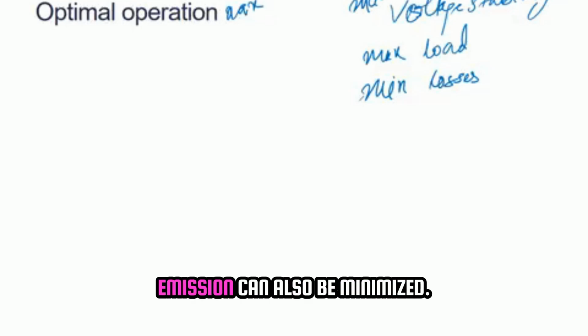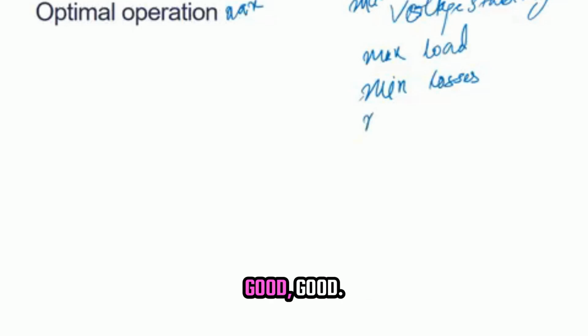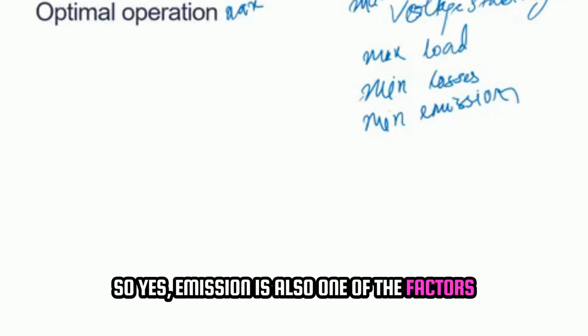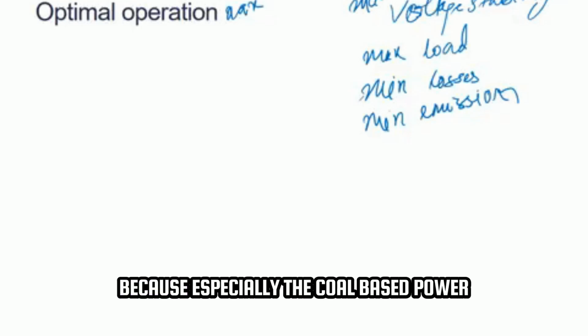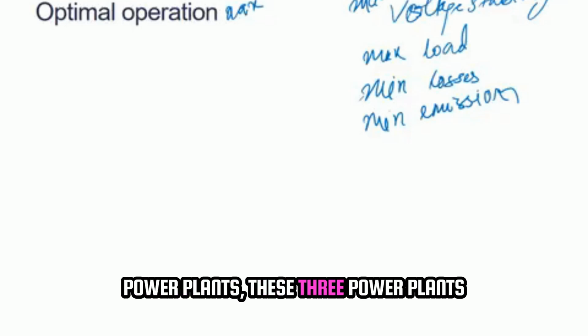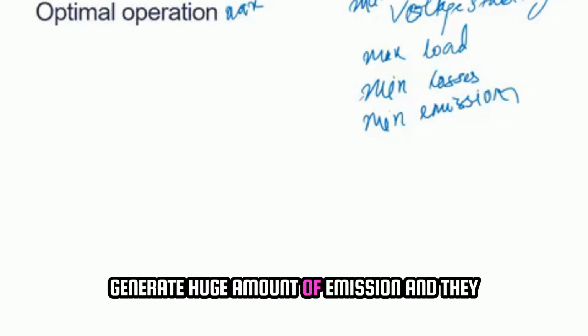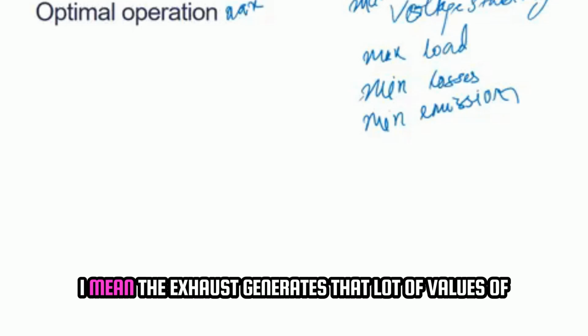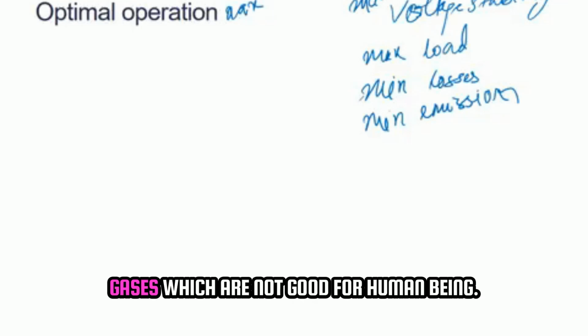Any more guesses? Emission can also be minimized. Good. Yes. These days, people are talking about the pollution. So yes, emission is also one of the factors. Because especially the coal-based power plants, diesel-based power plants, gas-based power plants, these three power plants generate a huge amount of emission, and they generate a lot of sulfur and carbon and nitrogen oxides in the air. I mean, the exhaust generates a lot of gases which are not good for human beings.